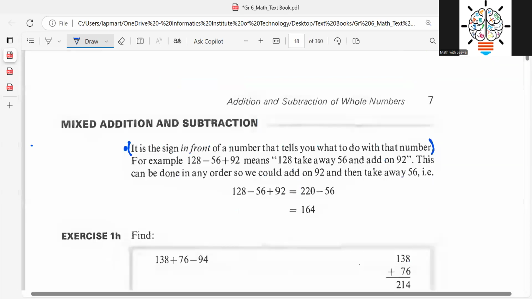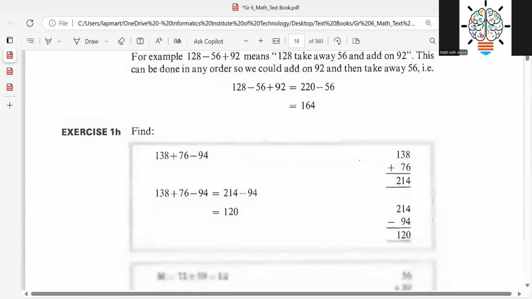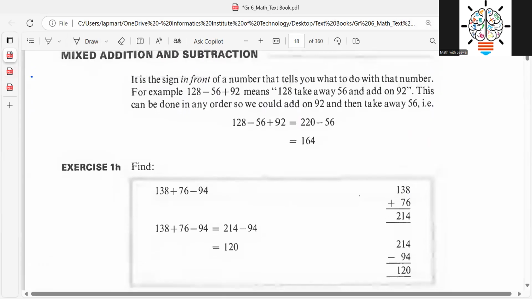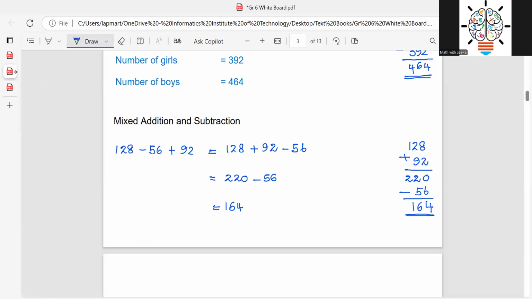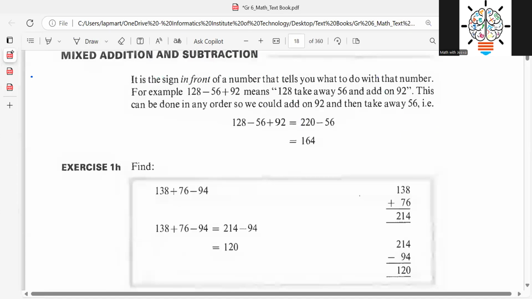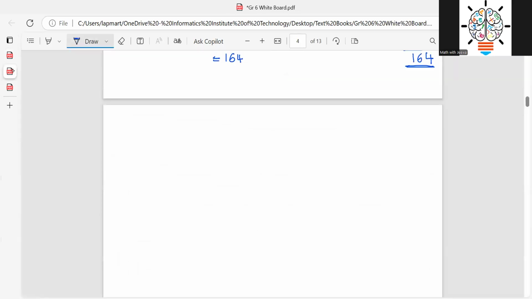So then we will take another example, right? We will take another example. So this is how it works. So then 138 plus 76, then the next one, 38, so 138 plus 76 minus 94.